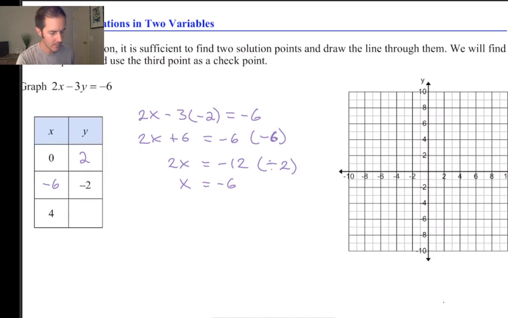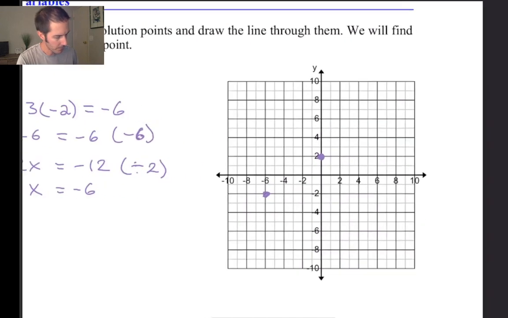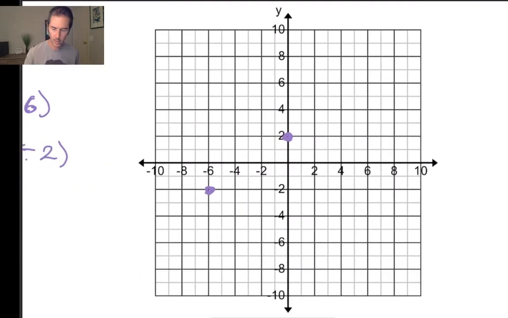And I'm going to plot these 2 points, (0, 2) and (-6, -2). Starting at the origin, moving horizontally 0, and then moving 2 units in the positive y direction, puts me at a point right here on the y-axis. Then moving from the origin 6 units to the left and 2 units in the negative y direction puts me at this point right here. So there are the 2 points that we plotted.